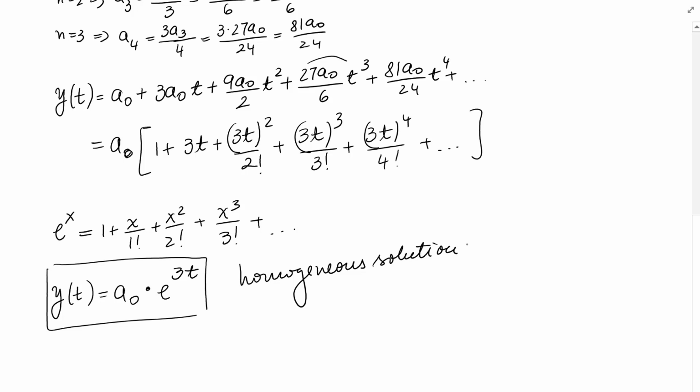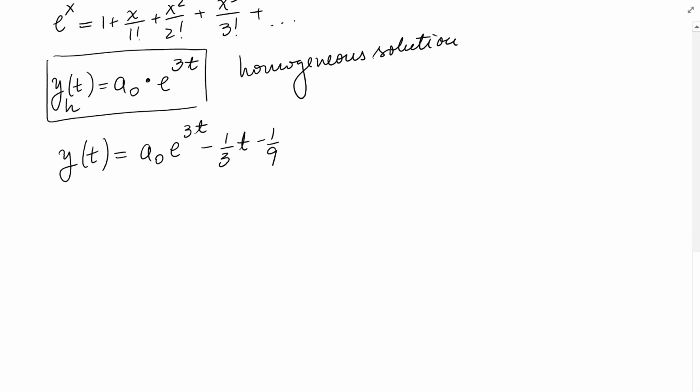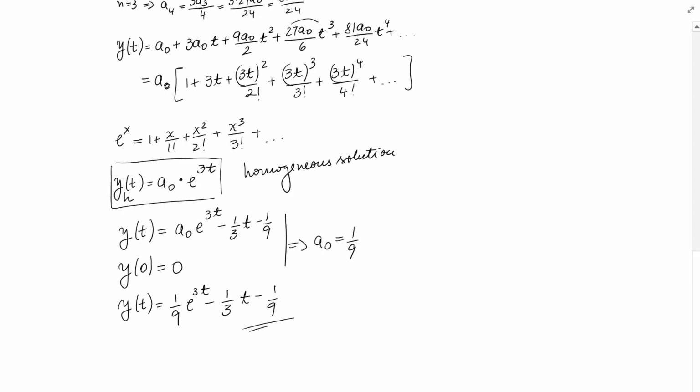So if we want to find out what a naught is, well, the solution y of t is the homogeneous part, a naught e to the 3t, minus 1 over 3 t minus 1 over 9, which is the particular solution. So y of 0 being 0 is going to give us that a naught equals 1 over 9. So the final solution is 1 over 9 e to the 3t minus 1 over 3 t minus 1 over 9. I hope this helps.